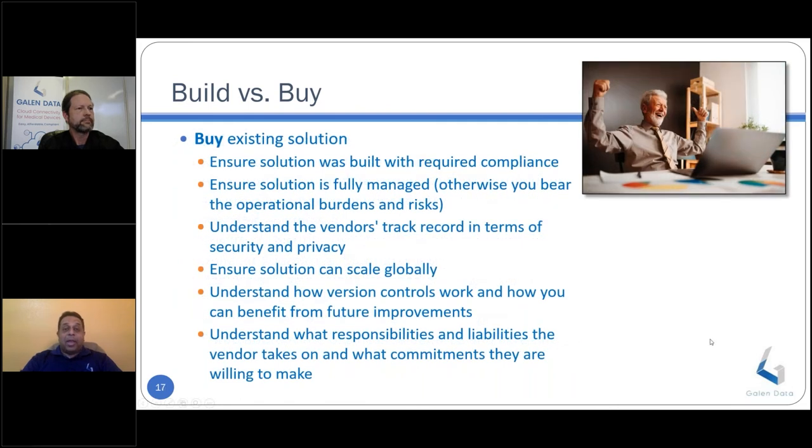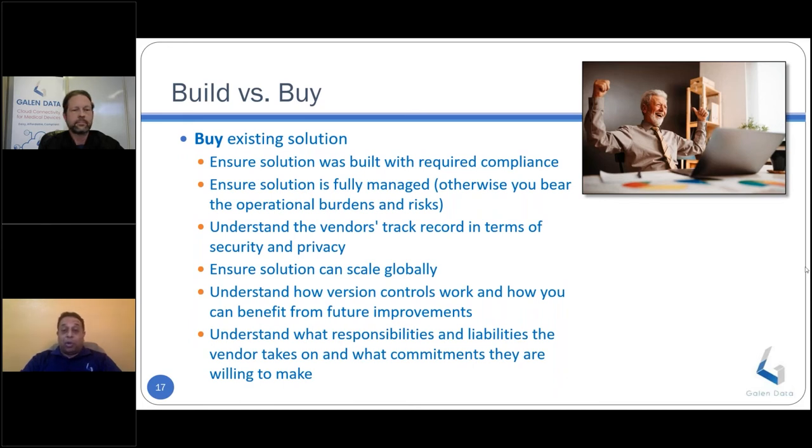If you're going to buy, just make sure the solution you're trying to buy or trying to build on top of is built with the required compliance, and hopefully the solution is fully managed. Again, you want to outsource the burden of doing all the IT management. Understand the track record, like for any vendor. Make sure you go through the vendor compliance, make sure the vendor's reputation is good, and look at the track record in terms of security and privacy, how many issues they've had, if they had any attacks, and how they have responded to it.